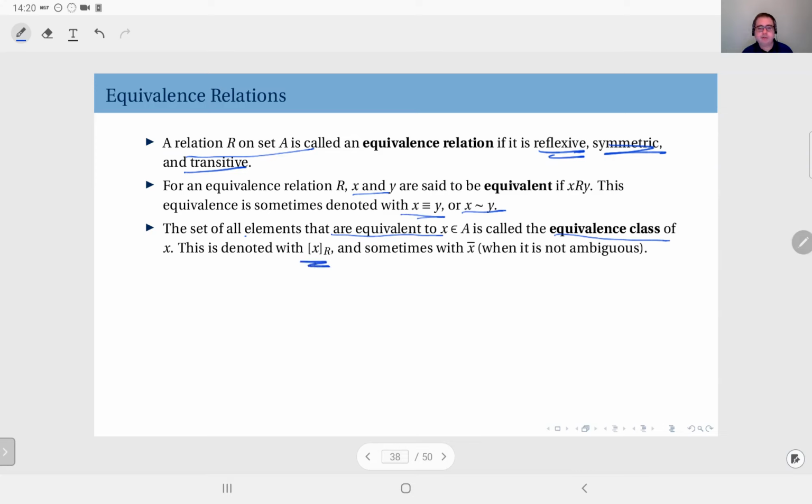And sometimes in some textbooks, you can also see this notation when it is not ambiguous, meaning that it will not be confused with the complement operation. You can also use this notation. But to be clear, we are going to use this notation in general.